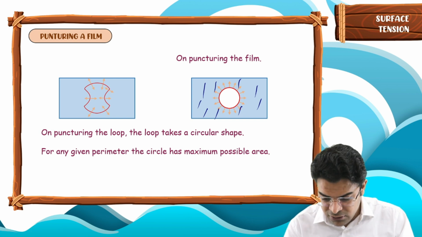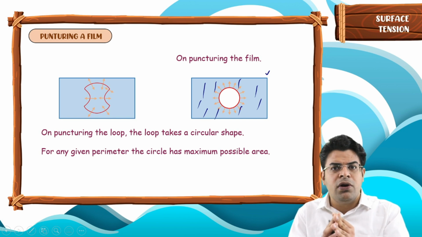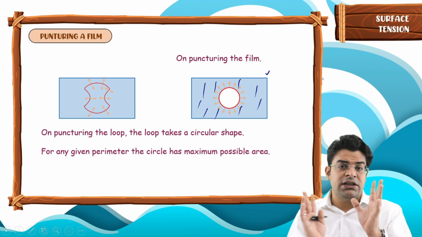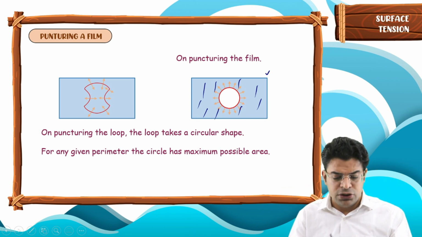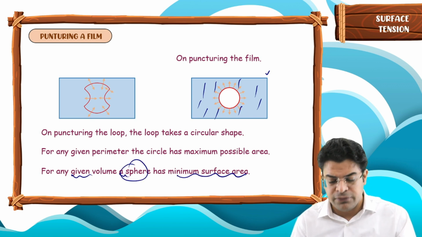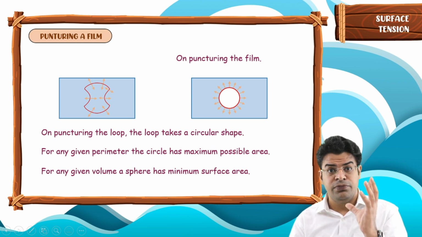Now from here, using this same argument, the universe craves for stability and stability is found at lower energy level, we can even answer why all the celestial bodies are spherical in shape. Because for any given volume, a sphere has minimum surface area.